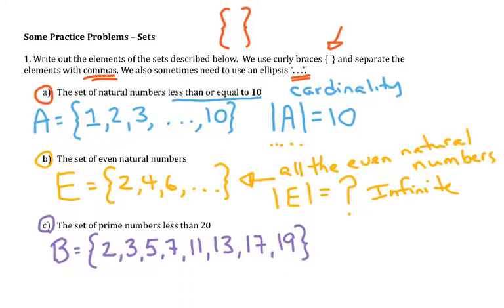All right. I hope I didn't leave anybody out. What is the cardinality of B? Well, I'm just going to count them. 1, 2, 3, 4, 5, 6, 7, 8. The cardinality of B is 8 because there are 8 elements in the set B, 8 numbers.